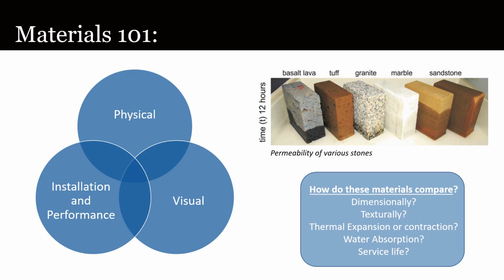When comparing a material and its potential substitute, it is helpful to understand how the materials relate to each other in each of these three categories. How are the dimensions similar or different? Is the texture the same? Do you need it to be the same? Will the materials shrink and swell with water, heat, or time? What is the service life of the proposed replacement material, and how does that relate to the one it might replace?